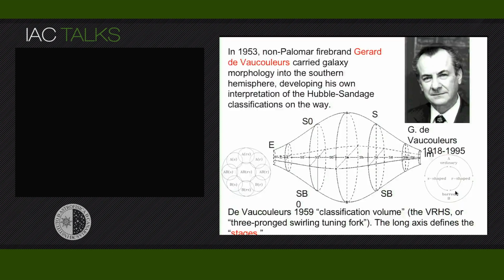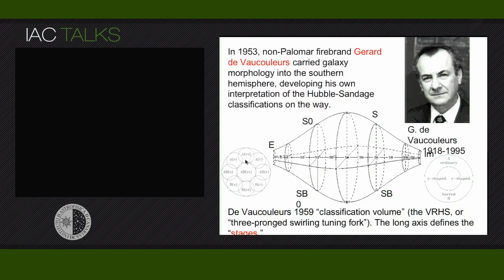Because at the time he did this, it was the 1936 tuning fork, and the S0s are just this little circle with S0 in the middle of it with no details. So he went to Palomar to talk with Alan Sandage, who was working on the Hubble Atlas. And on the way, de Vaucouleurs developed his own classification. He took the tuning fork and he distorted it. So you have the handle of the tuning fork, which is the ellipticals here.